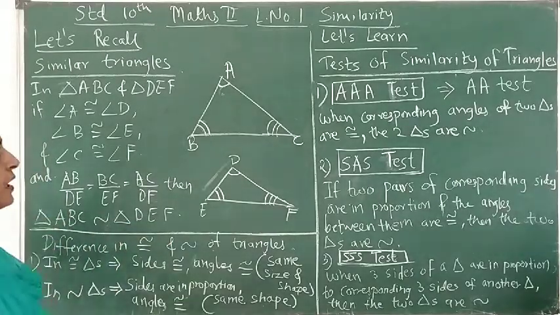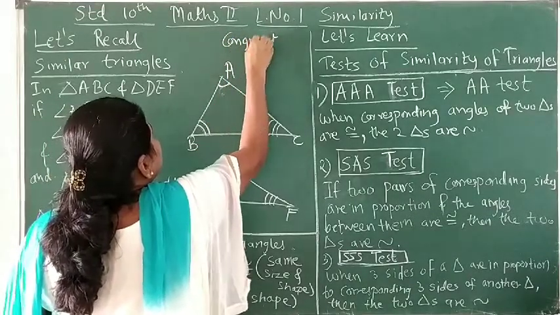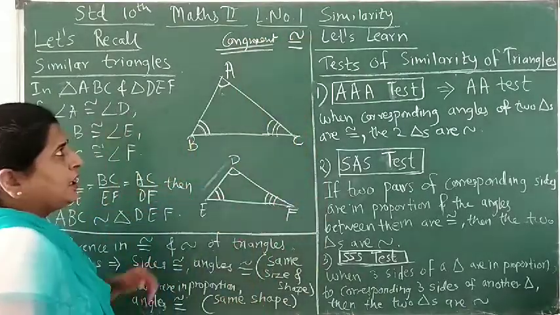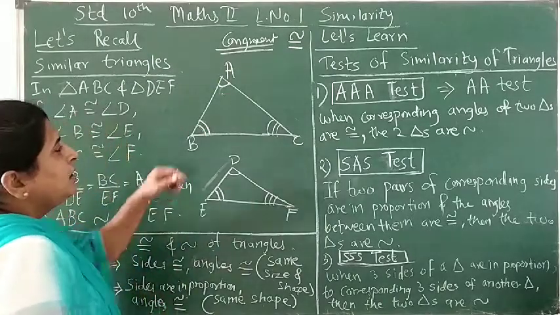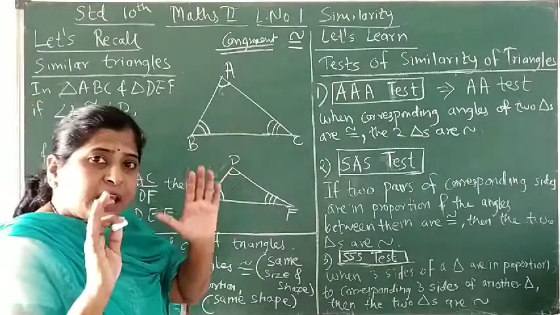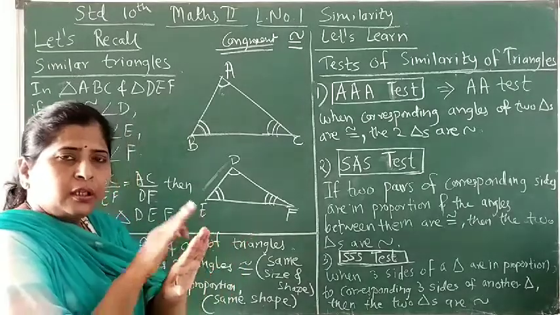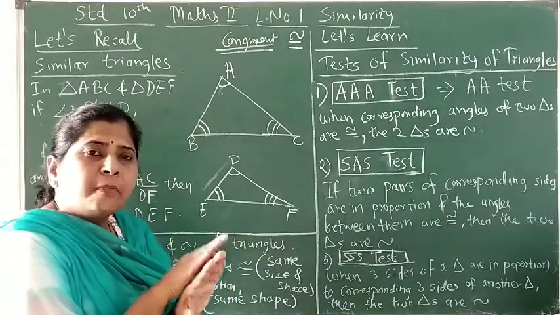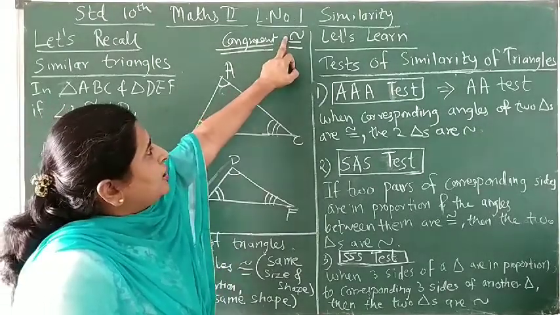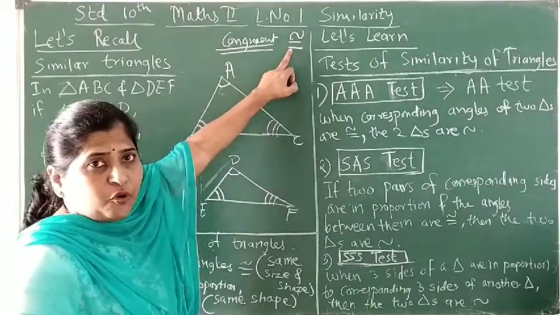Now, when we use the word congruent, we use the symbol of equal to with this inverted S. Here congruent means we have two figures of exactly the same size. If we keep the two figures on each other, they will overlap, they will exactly match. So they are the same in size, that's why we put the equal to sign, and this symbol is for the shape. So their shape is also the same and their size is also the same for congruence.